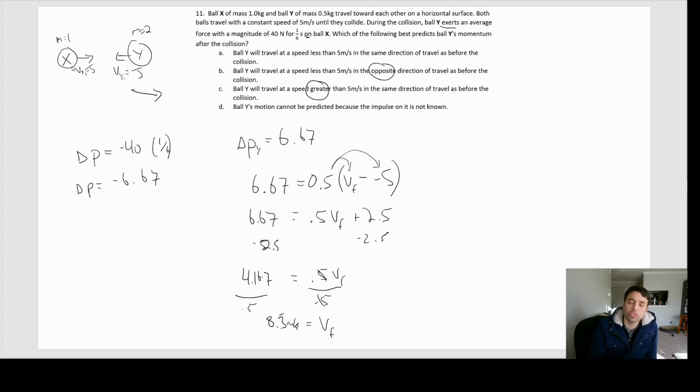Well, there's no answer choice that has that, right? The official answer on the answer key for the AP College Board was C: ball Y travels at a greater speed in the same direction of travel as before the collision. But that's not correct, right? We know from our calculations that ball Y must travel in the positive direction, which is opposite from where it was going. So there is no correct answer listed for this question, but it should be greater than 5 in the opposite direction. So, hope that makes sense. I tried to flag this question on the College Board website as wrong, but there's no option to do that, so hopefully someone will figure it out at some point.